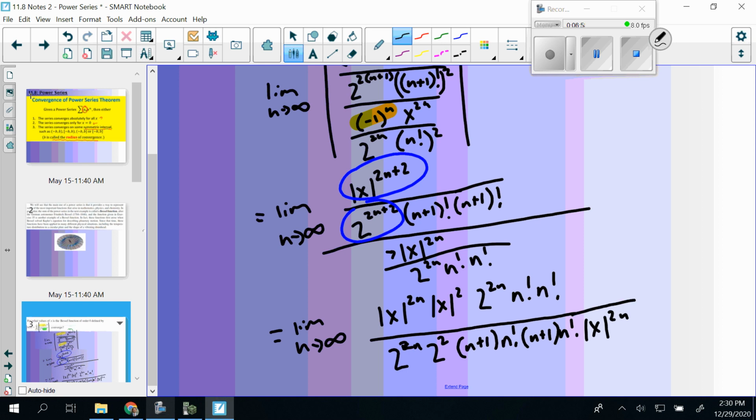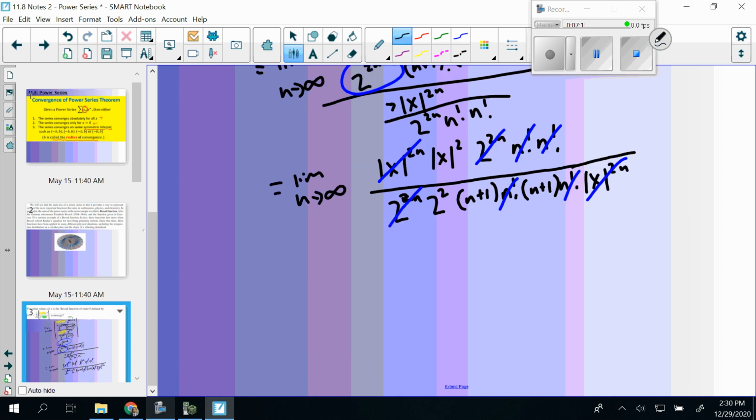All right, so now what is going to cancel out here? Our n factorials should cancel. Our x to the 2n is going to cancel. 2 to the 2n is going to cancel. And that looks like everything that cancels out here. So what do we have remaining now in our limit? That should simplify it a lot here.